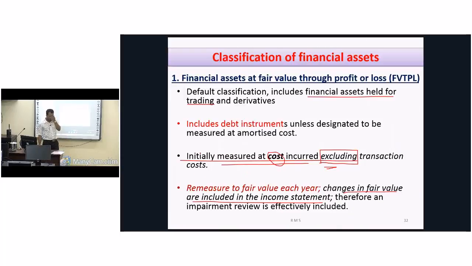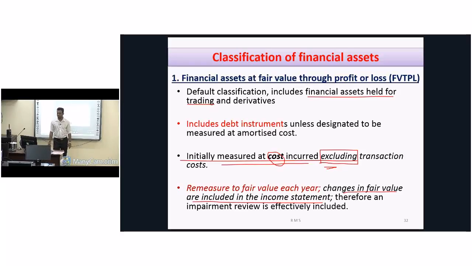So then we learn some features of fair value through profit and loss account. In fair value through profit and loss account, initially we recognize at cost, excluding transactional cost, and we remeasure at the end of each year. That difference we charge to profit and loss account.